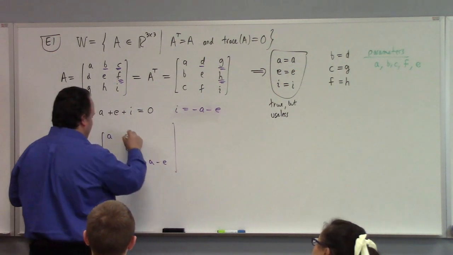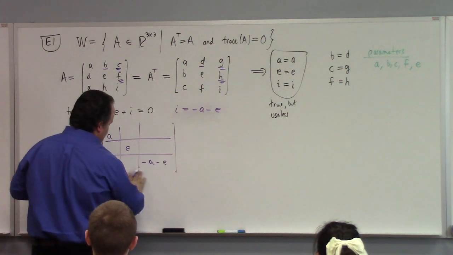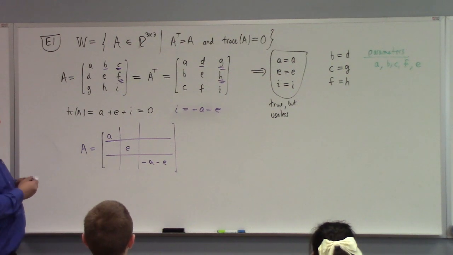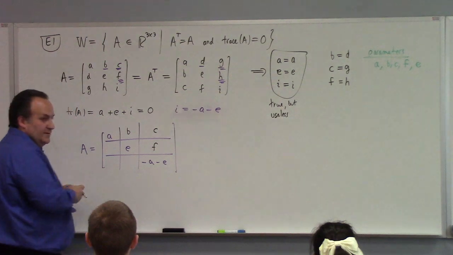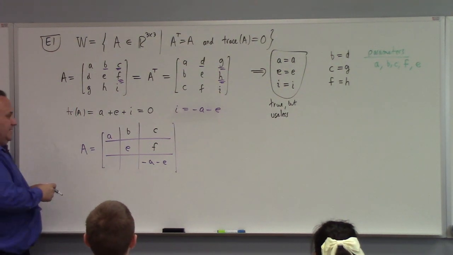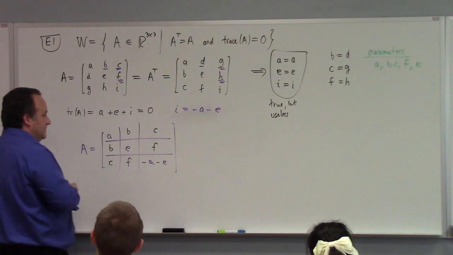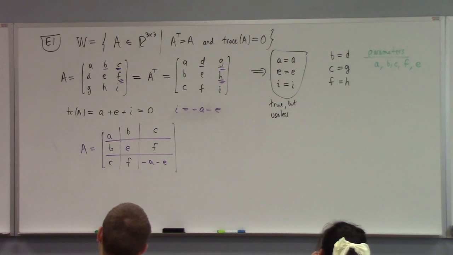All right. I'm going to put some dividers in so that we can see what we're doing better. All right. So that's what goes in the diagonal. And then I said we're keeping what? B, C, and F as parameters. So I'll put those here. B, C, F. Okay. And I put them over here as well. B, C, F. This, my friends, is the form of an arbitrary matrix in the set W.